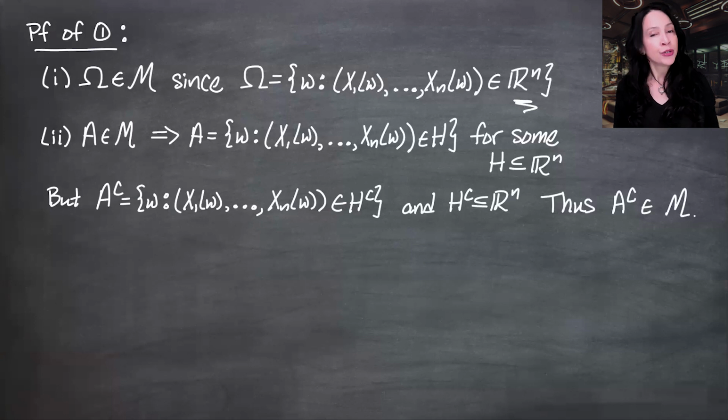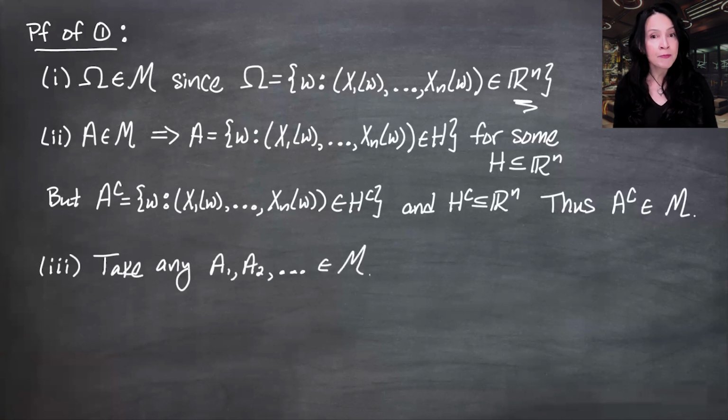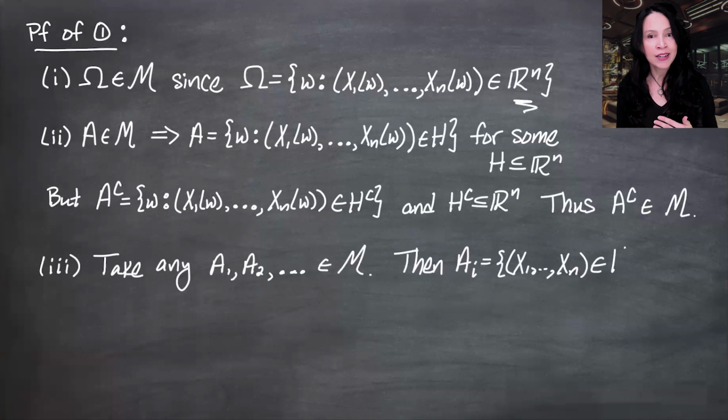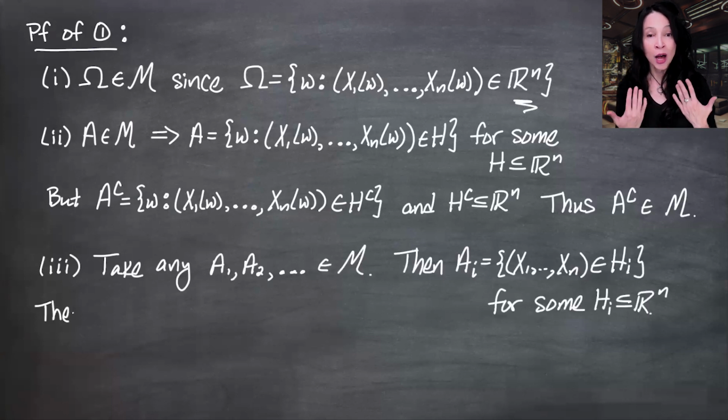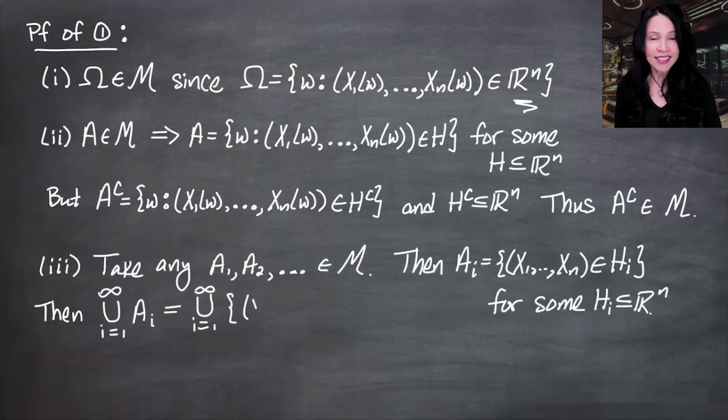The third thing is we want to show that curly M is closed under countable unions. So I'm going to start by taking A1, A2, A3, etc. out of M. This means that there are sets in Rn, H1, H2, H3, etc., such that each Ai can be written accordingly. I want to look at the union of the Ai's. So here I just wrote out what Ai is.